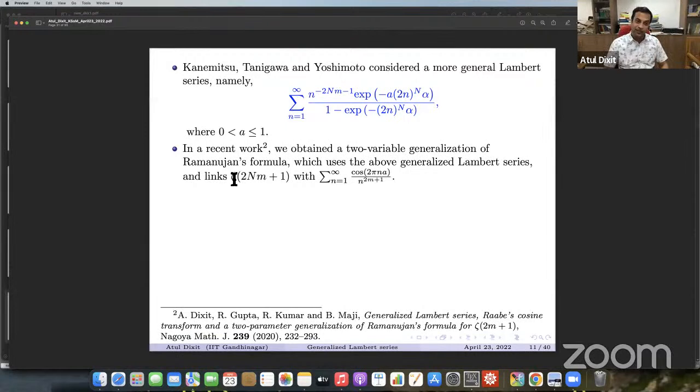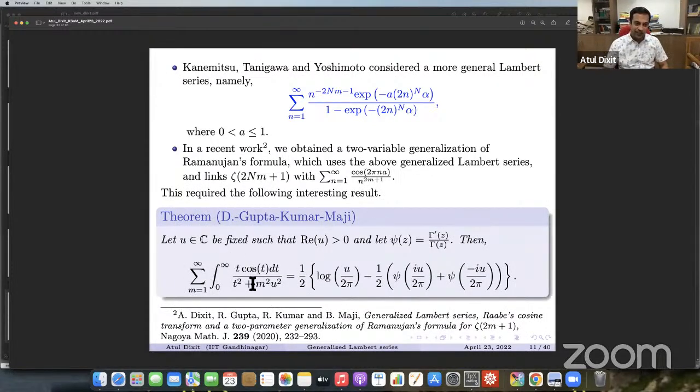So this time, instead of zeta of 2nm plus 1 linked with zeta of 2m plus 1, it is linked with the sum of cosine 2 pi n a over n to the power 2m plus 1, n equal to 1 to infinity. Of course, if you put a equal to 1, you get back zeta of 2m plus 1. So I won't give the general result here because it will take some time to explain. However, I do want to point out that in the proof, there was one very interesting result in itself that was employed. It was a new result that this particular series of integrals, integrals consisting of elementary functions in their integrand, has a closed form evaluation.